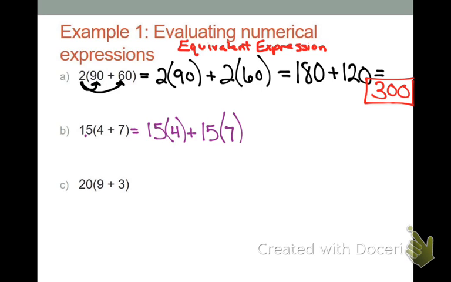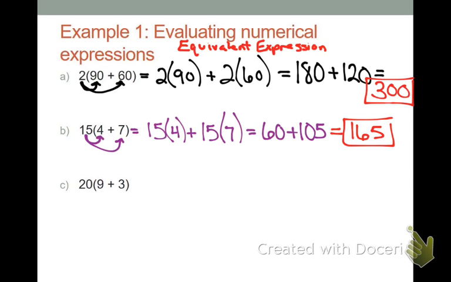So what we did was we distributed the 15, basically eliminating the parentheses around those terms. Now I can multiply 15 times 4 is 60, and 15 times 7 is 105 to get an answer of 165.